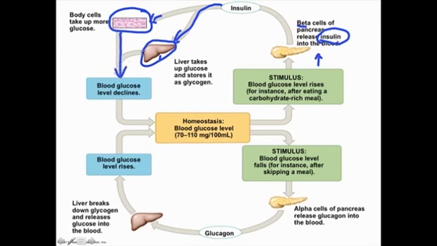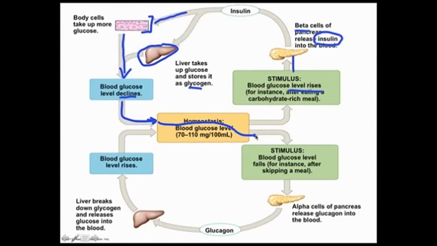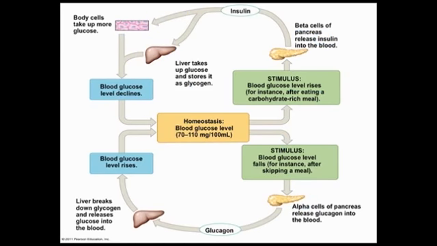Both of these work together to cause a decline in the blood glucose levels, which would then return our system to homeostasis, putting our blood glucose levels back to an acceptable level. But if we skipped a meal and our blood glucose level dropped, then what's going to happen is the pancreatic cells called alpha cells are going to release glucagon, which is the antagonistic hormone to insulin. And glucagon is sort of the opposite of insulin.